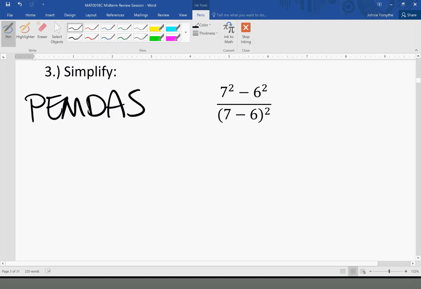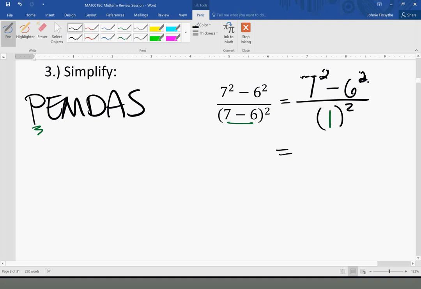It's a lot. This is one of those topics that's extremely important in math from here until all of math, really. So we're going to work in our parentheses first. So we have 7 minus 6. That's 1. So that's going to be 1 squared in the denominator. And we have 7 squared minus 6 squared. Okay, so next, let's go ahead and simplify that 1 squared.